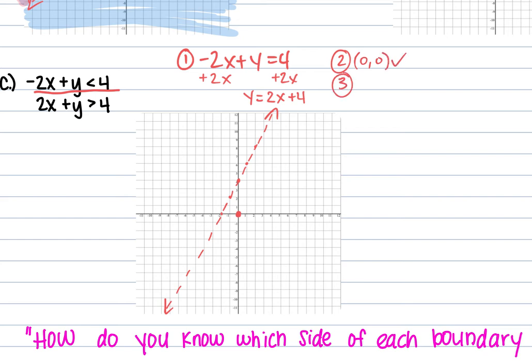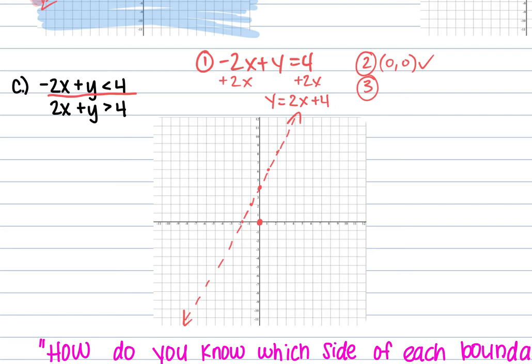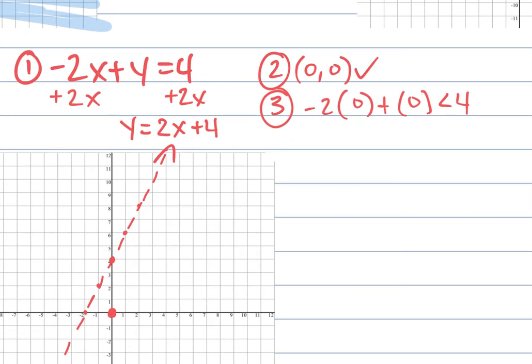So, step number 3. Plug it in and test it, okay? So plug in 0 for x, plug in 0 for y to your first inequality. We're going to get negative 2 times 0 plus 0 should be less than 4. What's negative 2 times 0? And what's 0 plus 0? 0 is less than 4. Is this true or false? True. So we put a check mark.